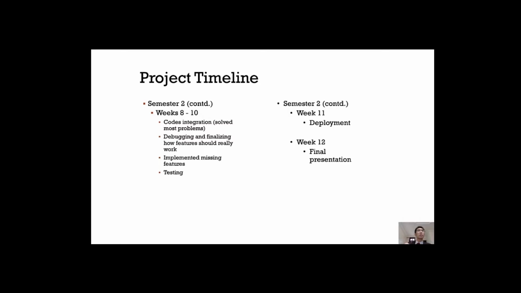And during these few weeks, we were debugging and finalizing how the features of the application should really work, as well as implementing some missing features. And we also did testing, just to make sure that all the features are working. And for week 11, which is this week, we are trying to get the deployment done as soon as possible so that we can let the user test our system. And week 12 will be our final presentation, which is next week. And that is all for our project timeline.